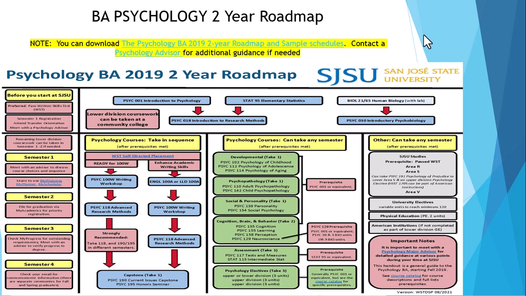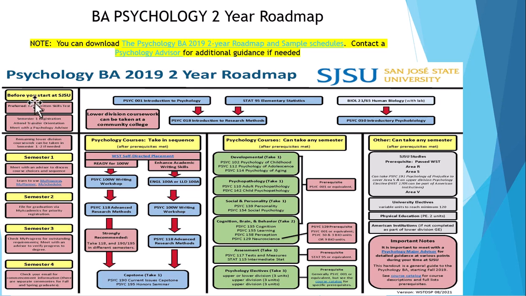Let me first start off with this figure here. What this figure is showing you is a visual representation of the 2-year roadmap to complete your Bachelor of Arts degree in psychology. I know there's a lot of information here. Again, you can pause the video if you want to go through it in more detail. We also have it available for you to download on our psych website. But I'm going to use this figure to guide us through the process of determining a course schedule for you.